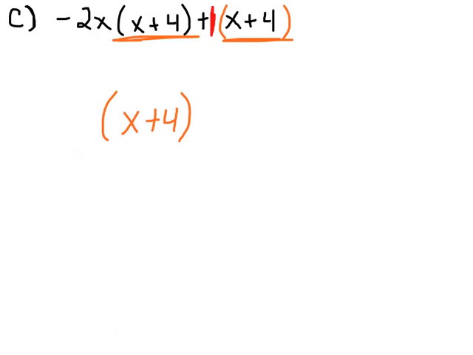And what do I have left over? I have negative 2x and a positive 1 left over. So I'm going to say, all right, negative 2x plus 1. So the product of my binomial, x plus 4 times negative 2x plus 1.